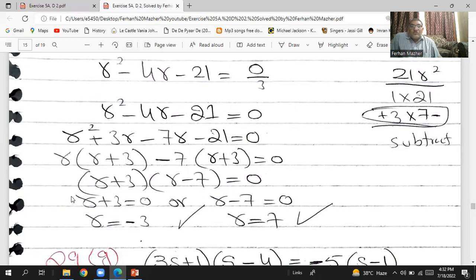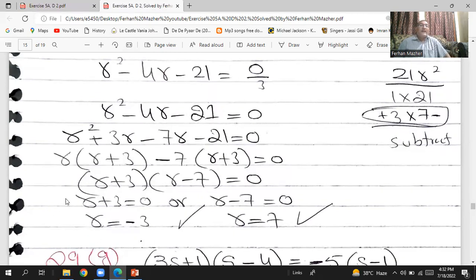So from the first two terms, you can take r common. So you are left with r + 3. And from the last two terms, you can take −7 common. So in the bracket, you are left with r + 3. Now in this term and in this term, the r + 3 is common. From here, you will have r. From here, you will have −7 in the second bracket, equals to 0.